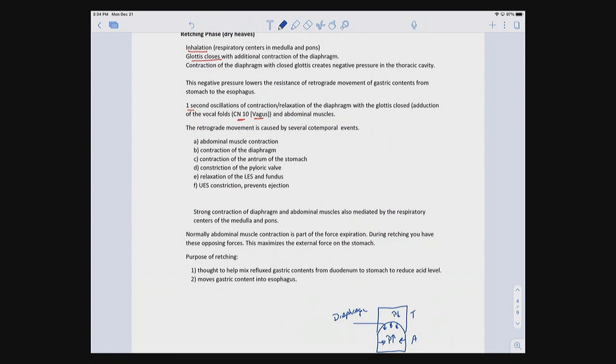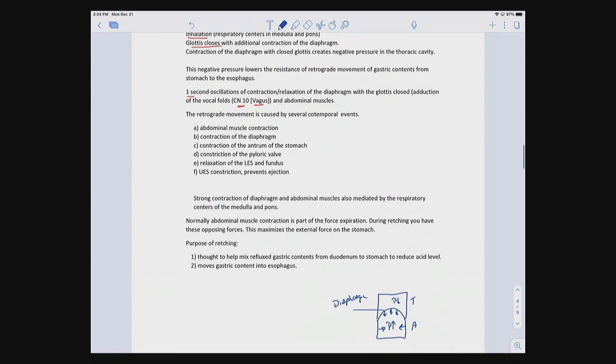And I have a summation here, just to kind of recap what happens. These are all cotemporal. They're all happening at the same time. So I'm having abdominal muscle contraction. I'm having contraction of the diaphragm. I'm having the contraction of the antrum of the stomach. Remember, that's that lower area of the stomach. And again, I'm literally trying to push things from the lower area to the upper area of the stomach. I'm going to have the constriction of the pyloric valve.